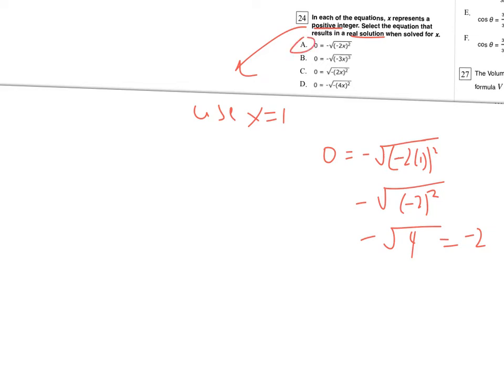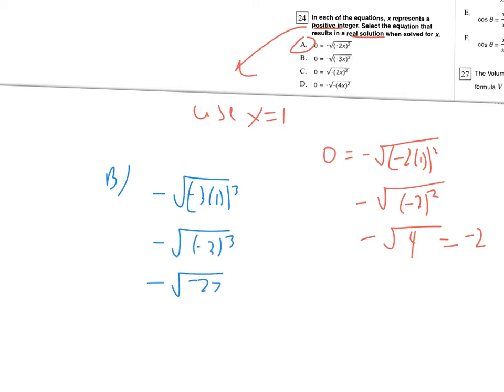If we would have tried any of these other ones, so if I try B and I plug in 1, then that would come out negative square root of negative 3 to the third, which is negative square root of negative 27, which is imaginary, and so you can see that that one does not come out real. C and D would have had kind of the same result. It's really because of the negatives here on the outside would have turned those negative inside the radical.